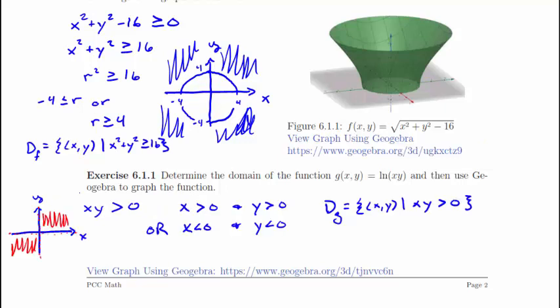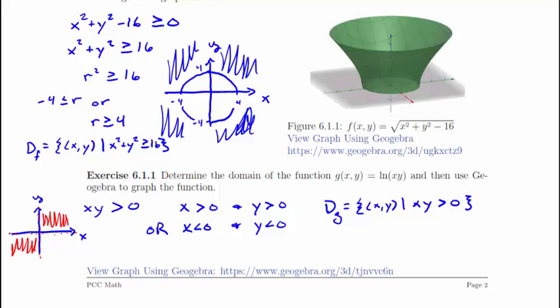All right, so if we're looking at exercise 6.1.1, determine the domain of the function g of x comma y equals the natural log of x times y, and then use GeoGebra to graph the function. So with the natural log function, we need the input, in this case x times y, to be greater than 0. So I write that down, and to think about this graphically is actually really nice.